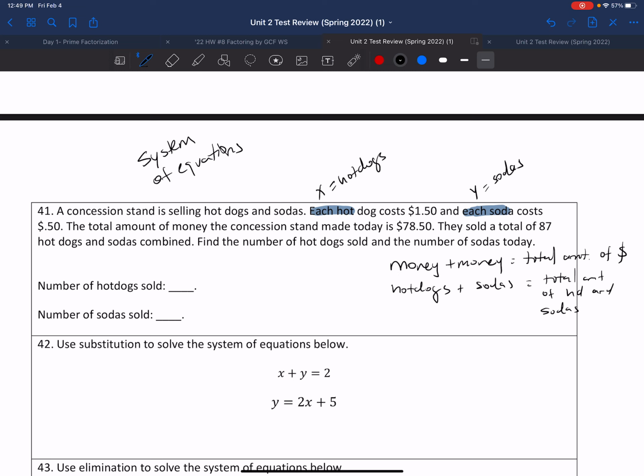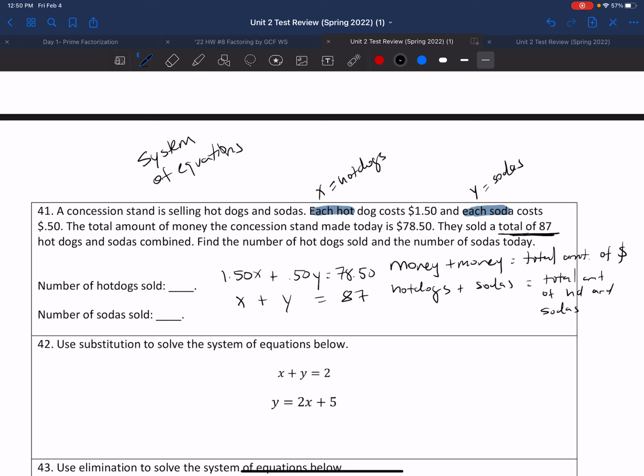Okay, so this is how I'm going to set up my equation. Money plus money is equal to the total amount of money. I said each, right? So this is going to be $1.50x plus 0.50y is equal to how much money? $78.50. That's my total. I said x is equal to hot dogs, y is equal to sodas. I don't know how many hot dogs and sodas are sold, but I know that the total is 87. So I write x plus y is equal to 87.